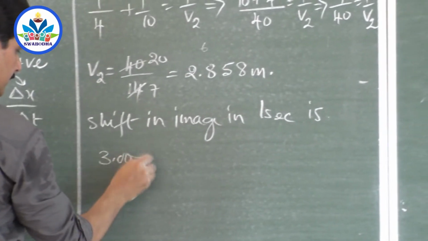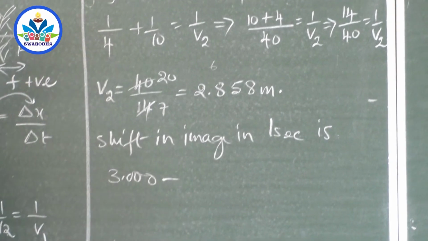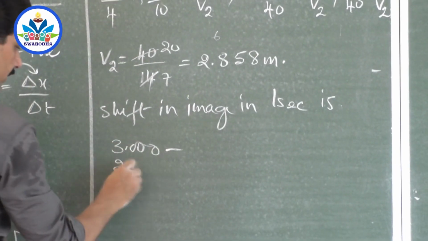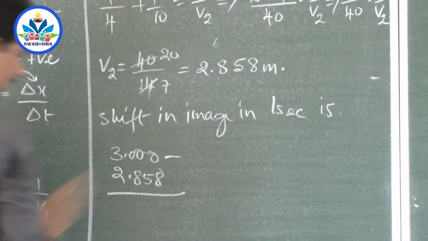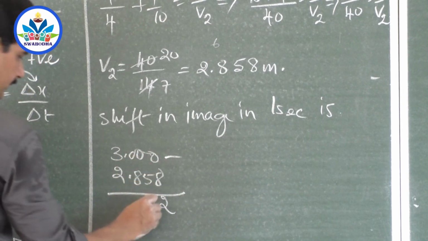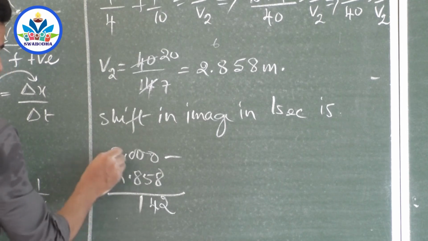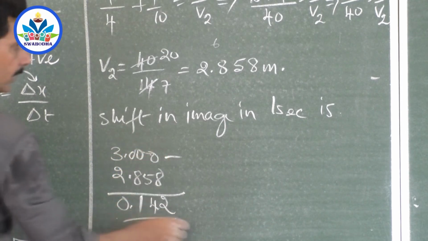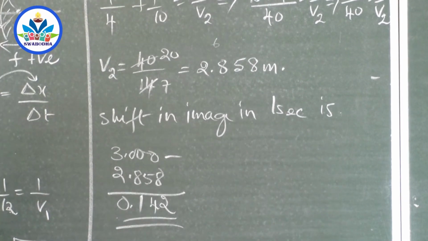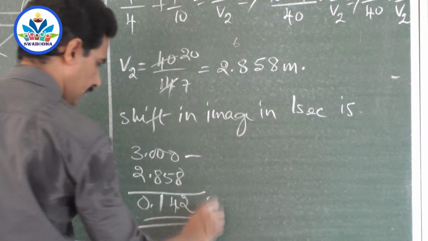3 minus, because the original image distance is 3, minus 2.858. So what is the difference? 10 minus 8, 2, and 9 minus 5, 4, and this is 1, so I brought 1 here, 0.142. So this is the shift, therefore this is in 1 second.